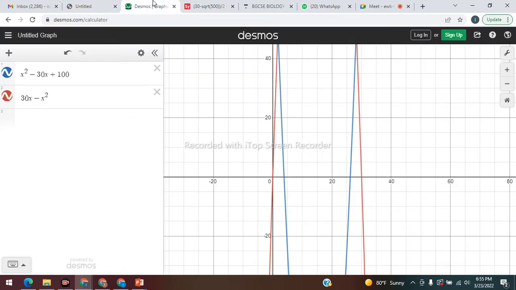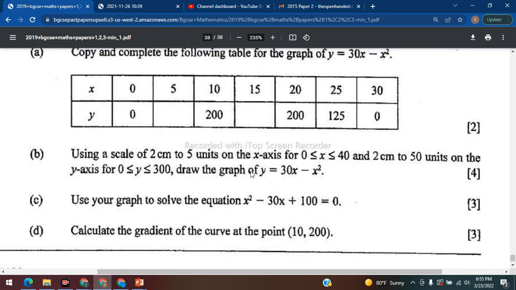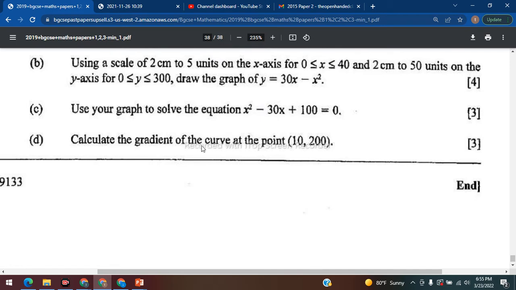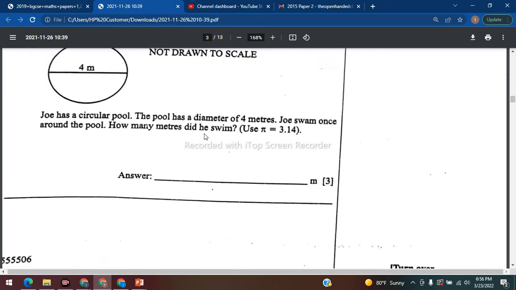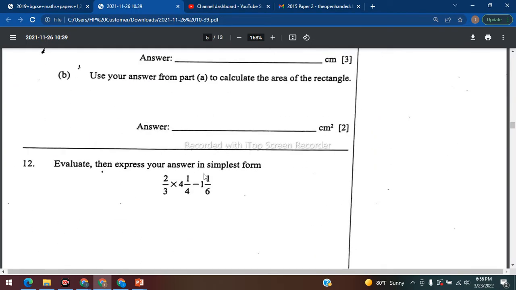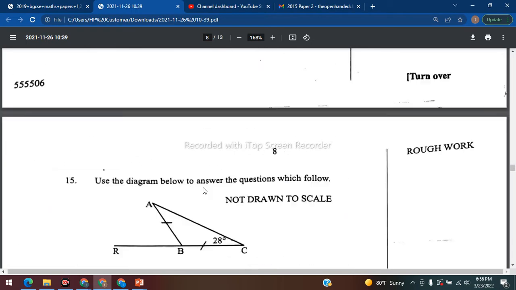Okay, so let's go back to, so then we're going to do the gradient. We're coming back to that, but let's go to this paper. So 2015 BGCSE. As we always do, we're going to start from the back.